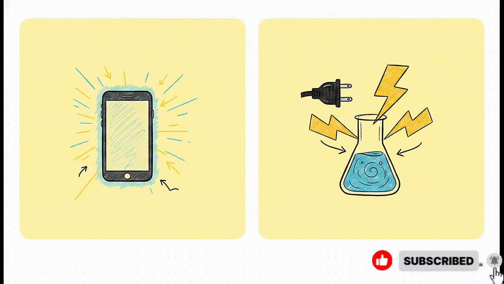On the right, though, we have the exact opposite, the electrolytic cell. This one relies on a non-spontaneous reaction. It is not going to happen on its own. Instead, it literally requires an external electrical power supply to force the chemical reaction to happen, converting electrical energy back into chemical energy. Basically, one gives you electricity and the other consumes it.